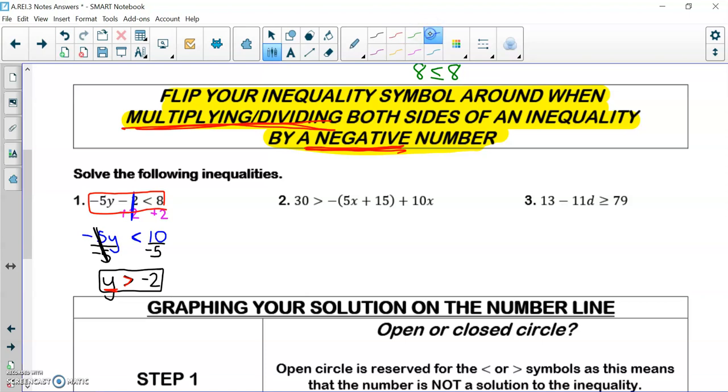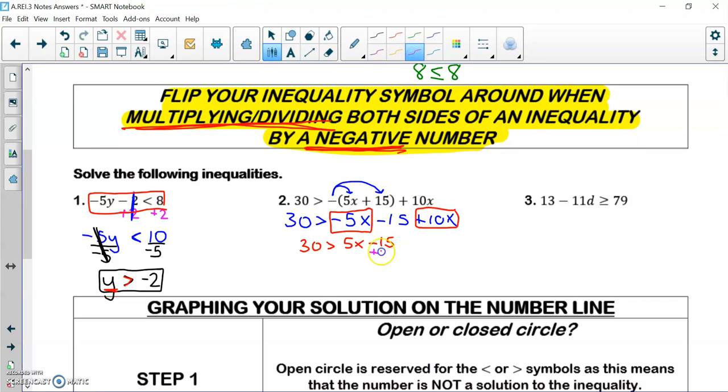All right, number 2, remember we must simplify before we solve and start moving things. So I'm going to do a 30 is greater than. Now I am multiplying by a negative number here by distributing this negative number in, but I'm not multiplying by a negative number on both sides of the inequality. So keep that in mind, we're not flipping the symbol. I still need to simplify. I'm going to simplify the -5x and the 10x. So I wind up with a 30 is greater than a 5x minus 15.